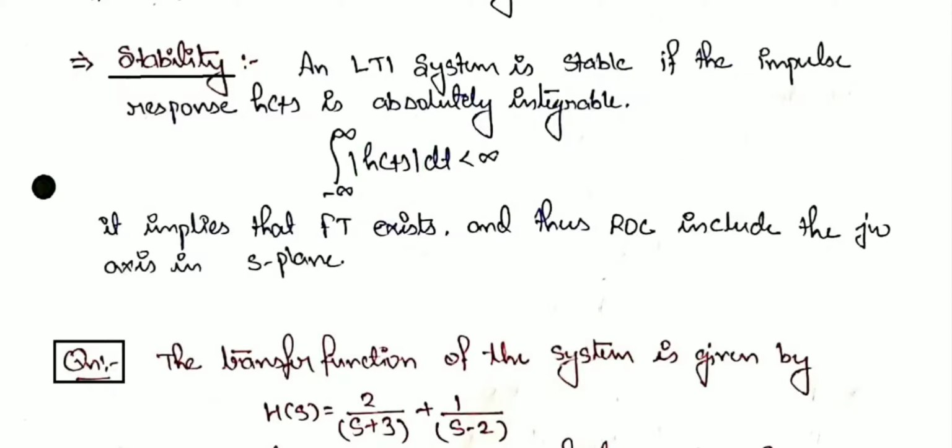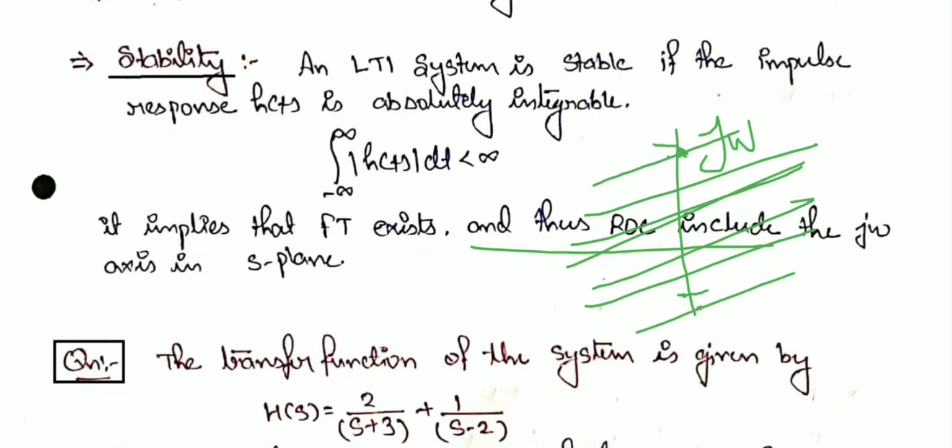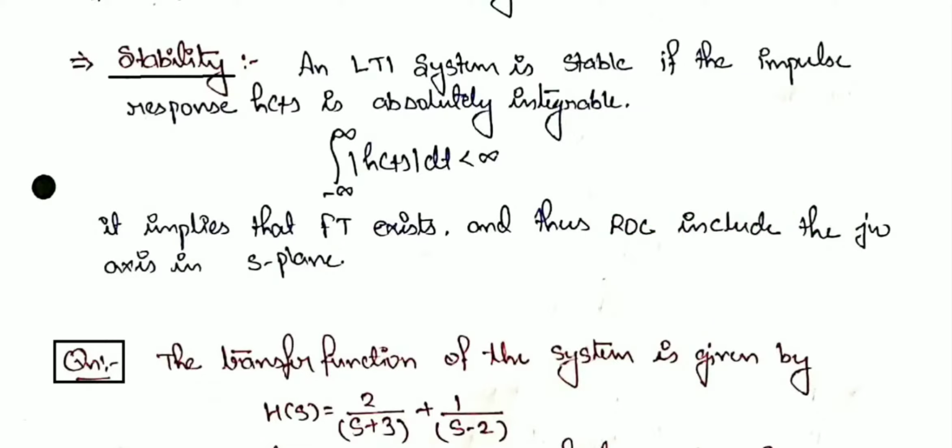It means this lies on the imaginary axis, because the Fourier transform is defined on the imaginary axis. From the Laplace transform ROC, we will clearly notice that if any ROC includes the imaginary axis, it is definitely a stable system. For the causal system, the ROC should be right sided, for the anti-causal system the ROC should be left sided, and for stability the ROC includes the imaginary axis. We will discuss one question here.